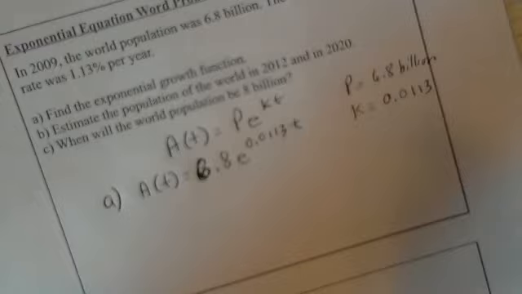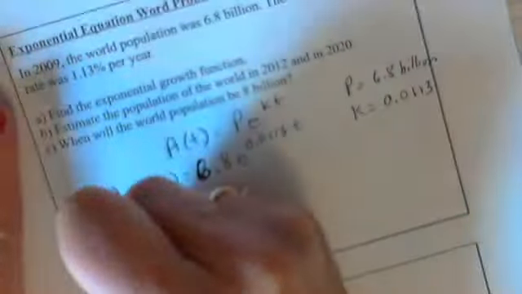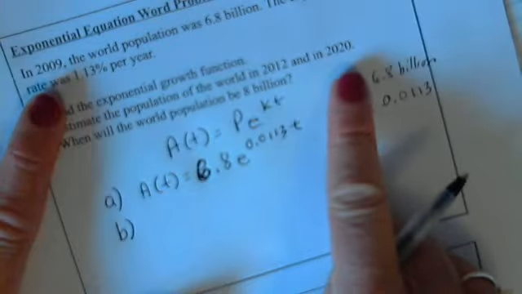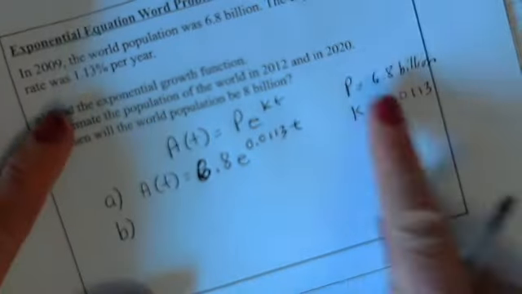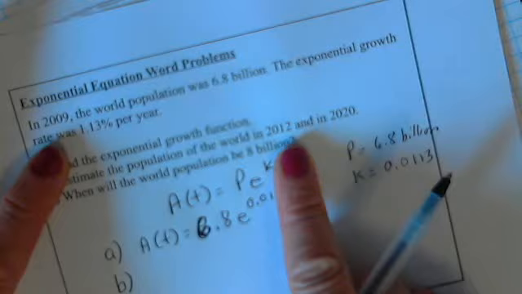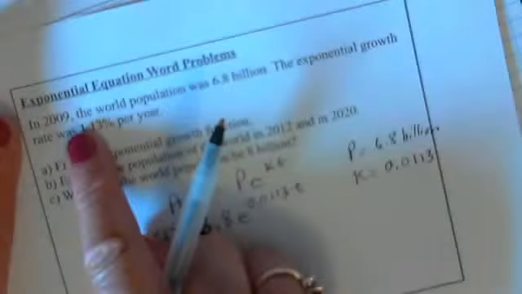In letter B, we're actually going to use it now. So in B, we want to find the population in 2012 and in 2020. So we need a t, we need a time. Well, let's think about this. The initial population is from 2009, so the time that's passed is 2012 minus 2009. So this is 3 years later.